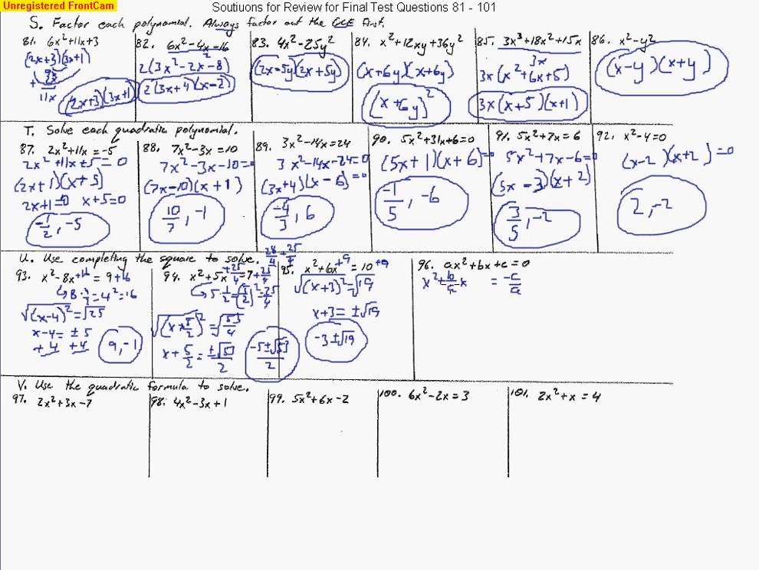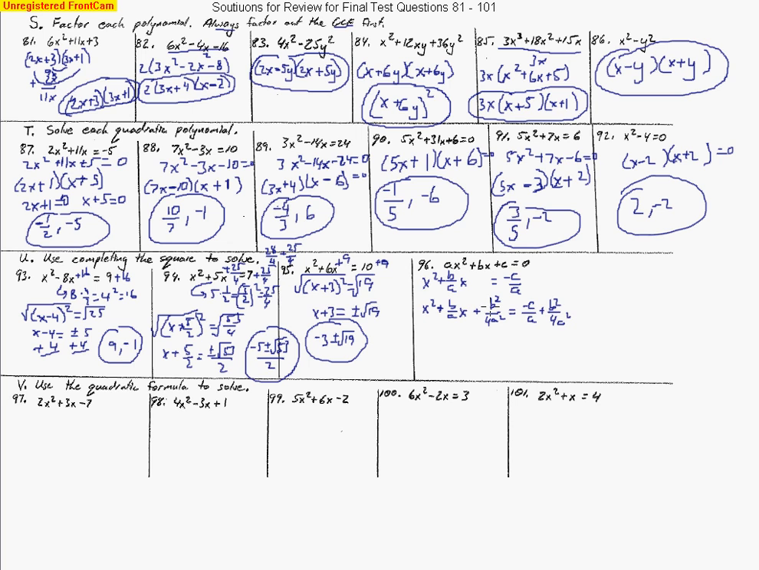I take half the b term and then square that, and that goes inside the parentheses eventually once I factor it. And so now I've got x squared plus b over a x, half the b term is b over 2a, square that, I end up with b squared over 4a squared, and that's what I end up having to add to both sides. So negative c over a plus b squared over 4a squared.